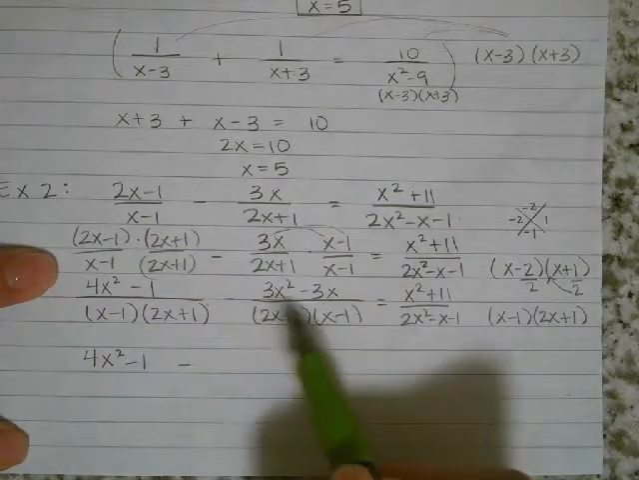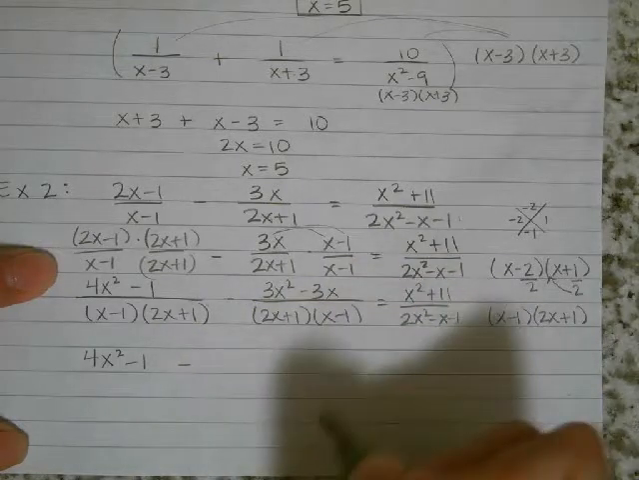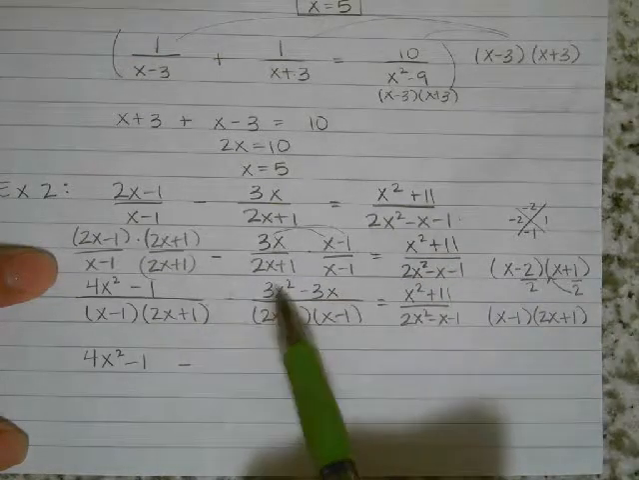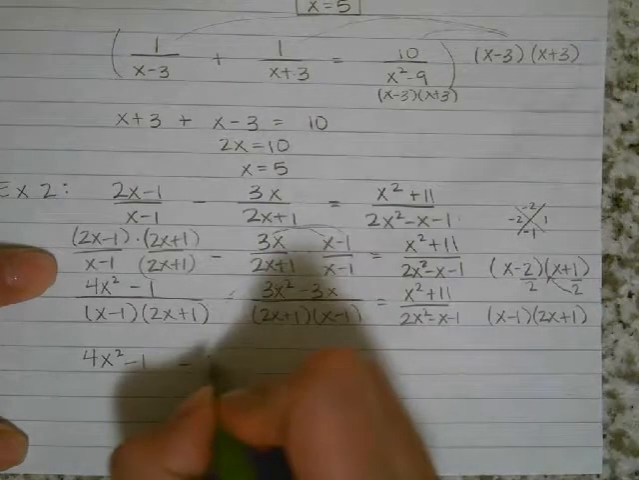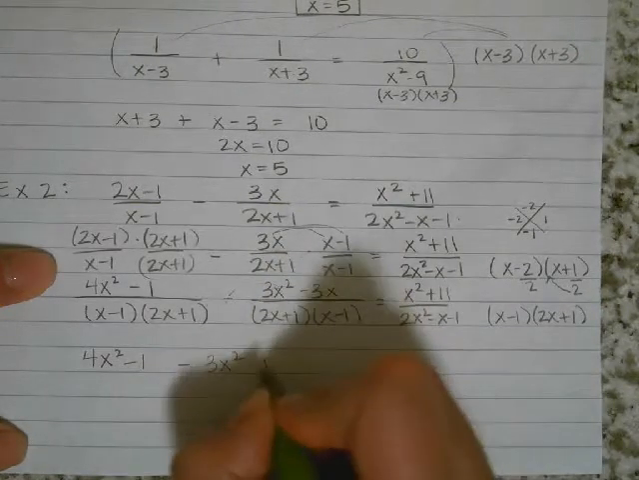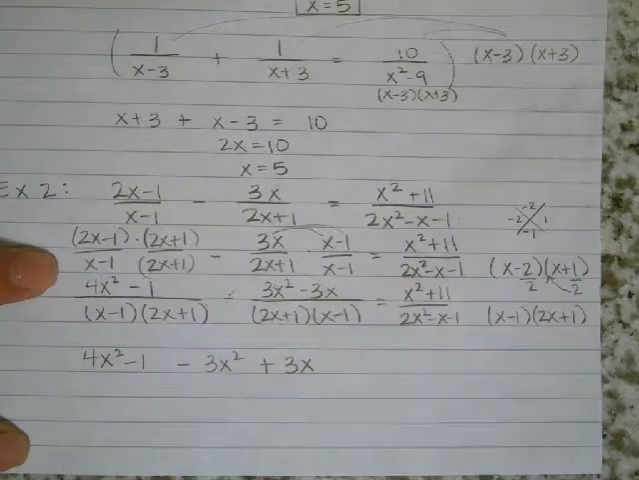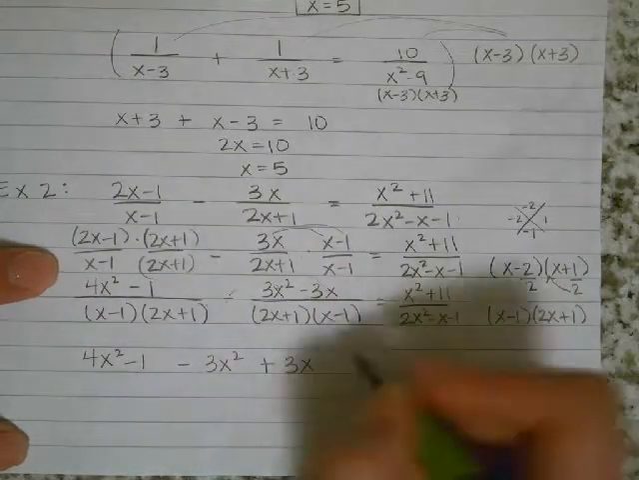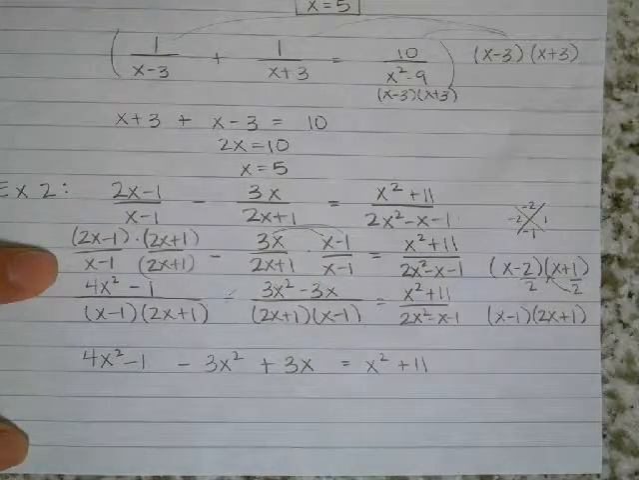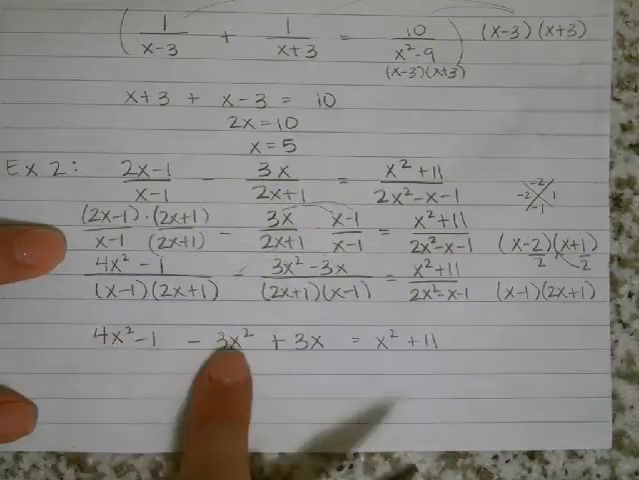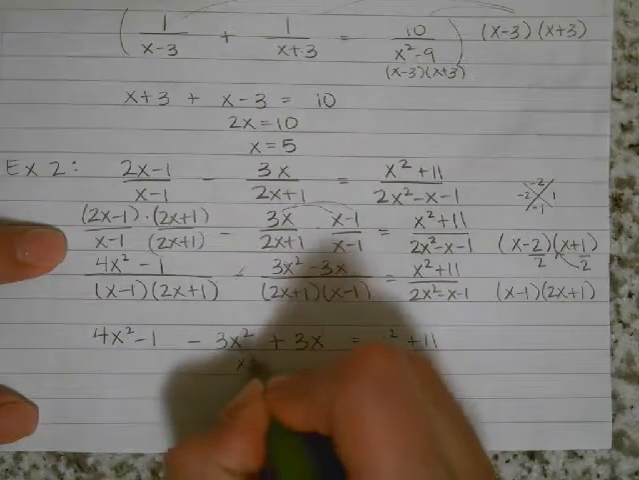Since I'm subtracting all of this stuff, I need to distribute that negative. So I'm going to minus 3x squared and then minus negative 3x. So when I subtract a negative, that means I'm adding. All right, so 4x squared and negative 3x squared makes x squared.